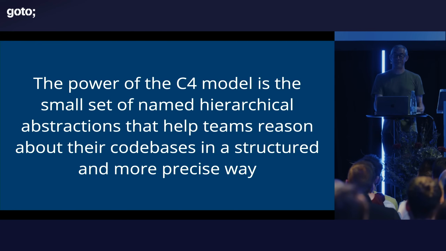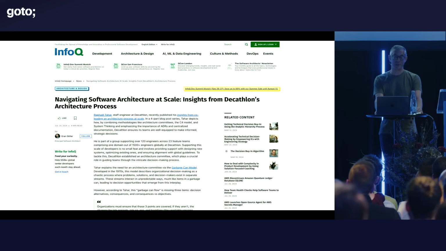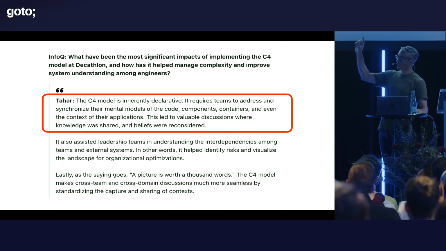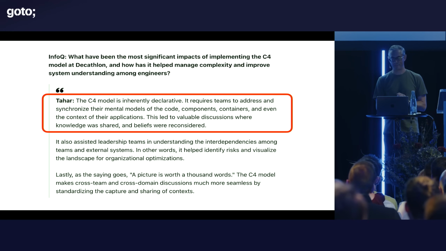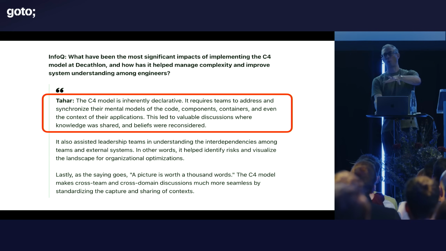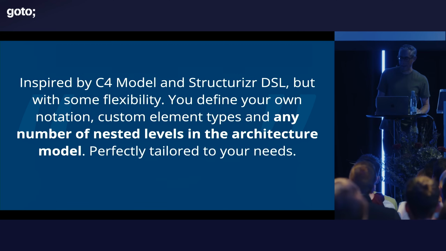And you don't have to take my word for this. There was an article published on InfoQ in July this year, and it turns out Decathlon are using C4, which I didn't know. I've never been to visit them. And there's this one block in the interview, and it says this: the C4 model is inherently declarative. Not sure about that. It requires teams to address and synchronize their mental models of code, components, containers, and the context of applications. So that's really people saying, yeah, this is about synchronizing mental models both within our team and outside of our teams, which is pretty cool. So that's kind of thread 1 with the C4 thing is too limiting.